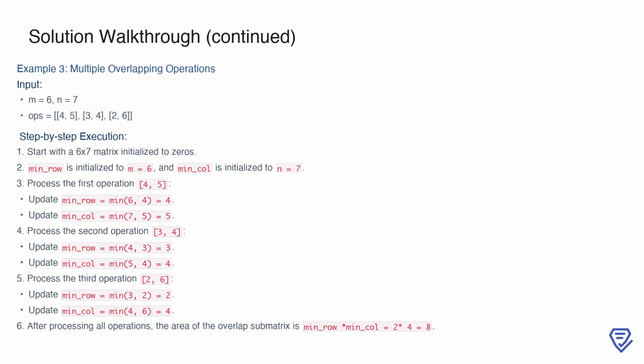The second operation, 3, 4, further narrows the overlap, min_row becomes min(4, 3) equals 3, and min_col becomes min(5, 4) equals 4. Finally, the third operation, 2, 6, reduces the overlap even more, with min_row updated to min(3, 2) equals 2 and min_col staying at min(4, 6) equals 4. After processing all operations, the effective submatrix is a 2 by 4 grid in the top left corner, and its area is 2 * 4 equals 8. This gives us the result of 8.